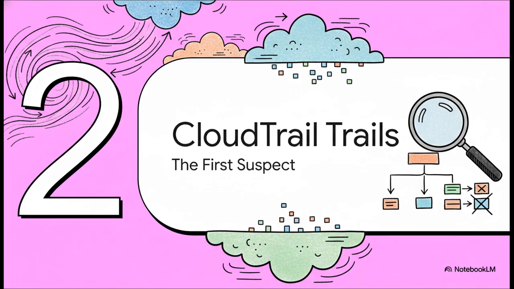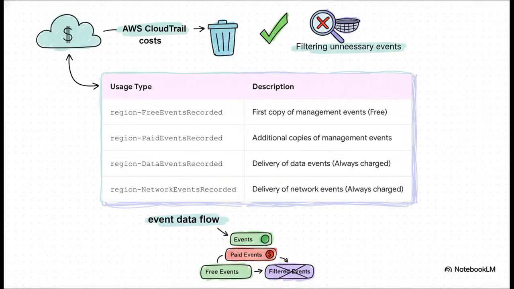Our first suspect: the good old standard CloudTrail trail. This is often where those first unexpected costs start to creep in. So when you look at the breakdown in Cost Explorer, this is what you'll see. The key thing to notice here is free events recorded. The first copy of management events you log in any region is totally free. The costs start when you see paid events recorded. That means extra copies. And of course, you always pay for data and network events.